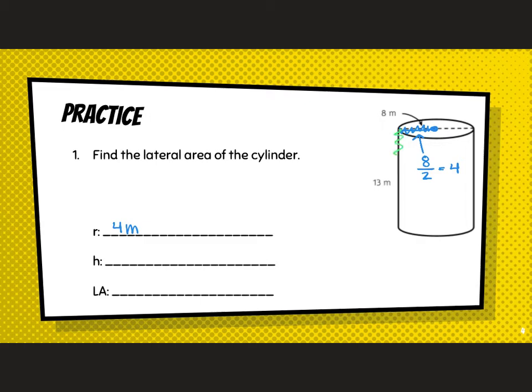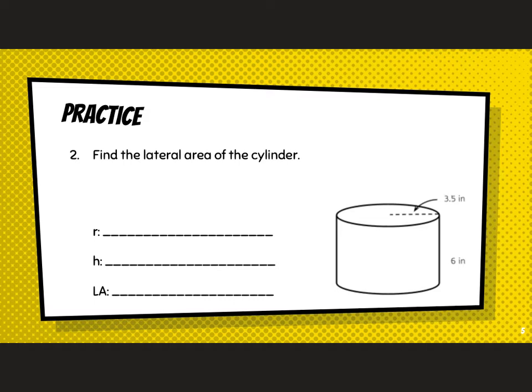The height is just, again, the height of the whole thing. It goes from one circle to the other circle. So that's going to be 13 meters. And now we just plug it into our formula. So again, that's going to be 2 pi times 4 times 13. And we just plug all of that into our calculator. And we are left with 326.73. So my lateral area is 326.73 meters squared. And again, that's basically just the area of this rectangle that's around the cylinder. It does not include those 2 circles for bases.